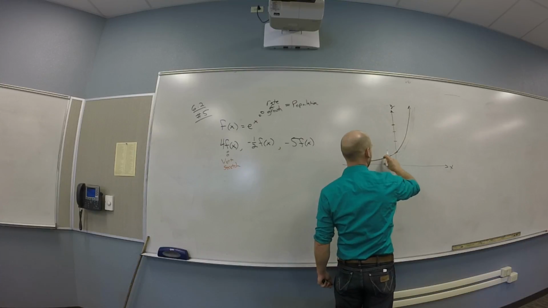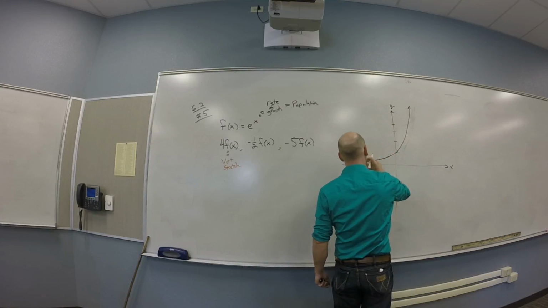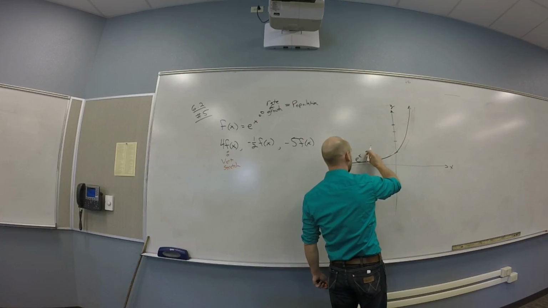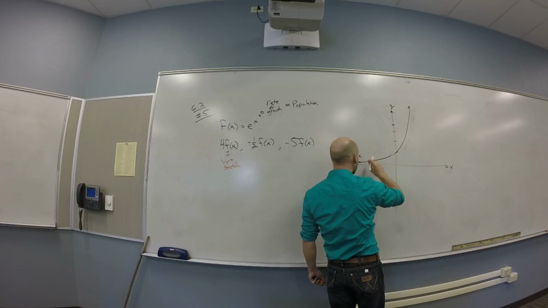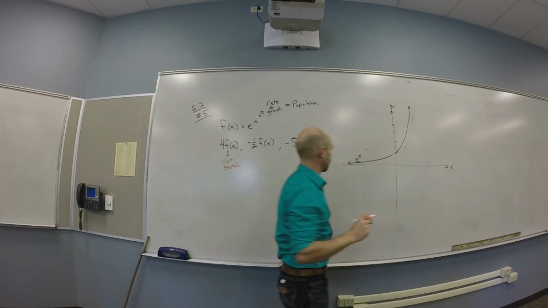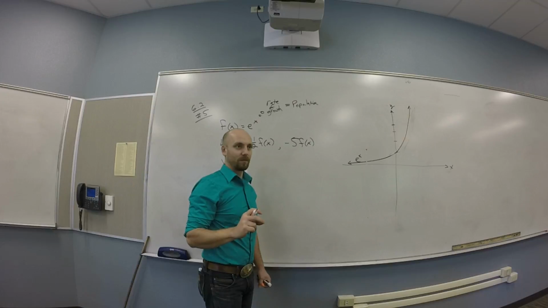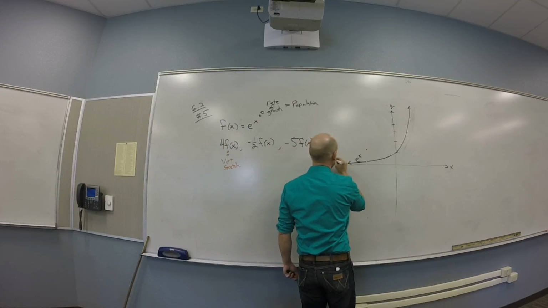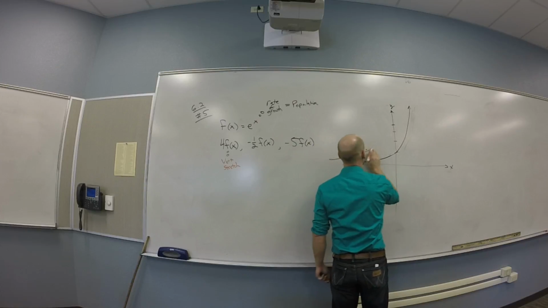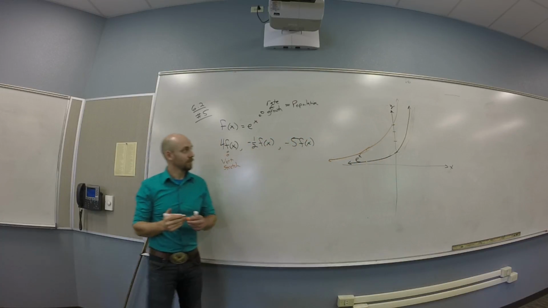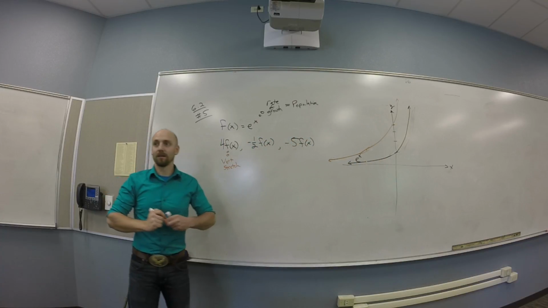So every one of these distances is going to get multiplied by 4. So to get another point, I might go over here and go 1, 2, 3. And then we connect the dots here. So we get something like this.